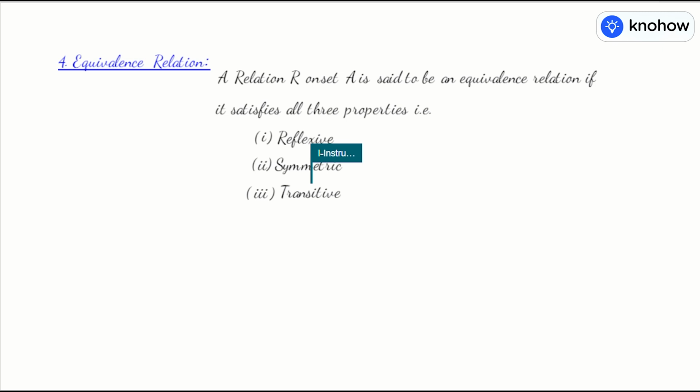So you can check the earlier three examples which I have taken one by one: equal to on the set of natural numbers, then is greater than on the set of natural numbers, perpendicular to in the set of lines in a plane, whether they are reflexive, symmetric or transitive. That means, of the three relations separately, which one of them is an equivalence relation and which one is not, and why. Now let me take an example. Just note down an example.